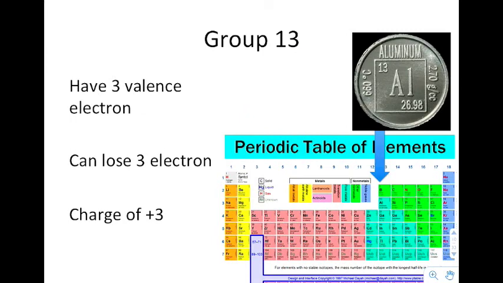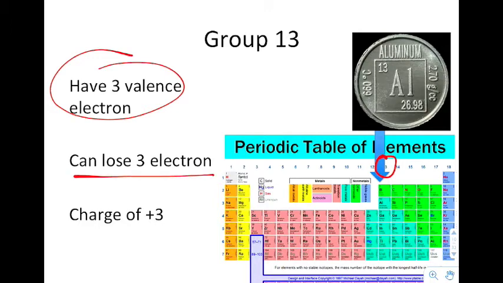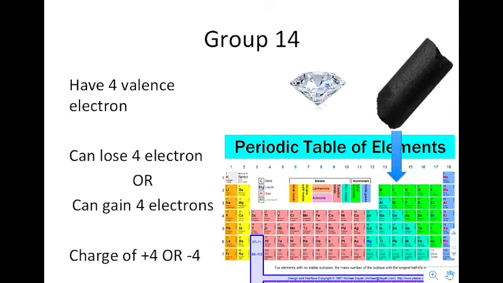Group 13, which is over here, also has 3 valence electrons. As a result of that, it can lose 3 electrons, and it has a charge of +3. So if you notice, 13 and 3. That allows us to skip these 3 through 12, and we still have a consistent pattern of 13 and 3. So that means we get to group 14.